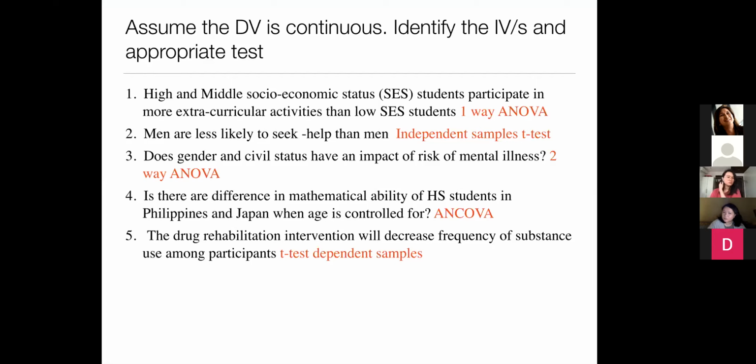Okay, correct? Number 2, DV is gender. So, IV is help seeking. So, independent sample t-test. And then, two-way ANOVA because you have gender and civil status. And the DV is risk of mental health. And then 4 is ANCOVA kasi you control for age. Okay. And then 5th is t-test, dependent sample because it's the same set of participants. Yay! Happy. Okay. Questions before we proceed na to Jamovi.